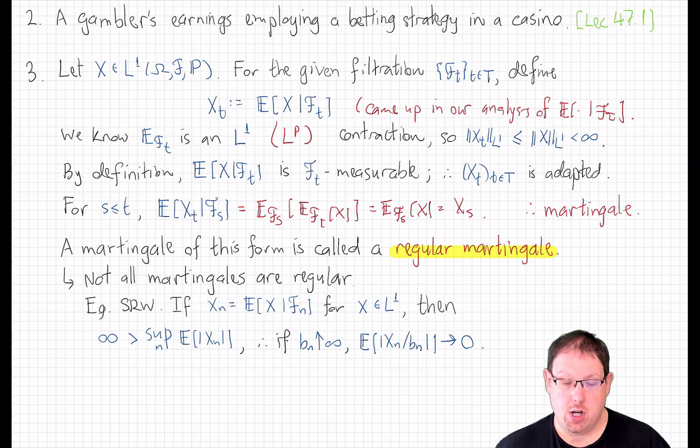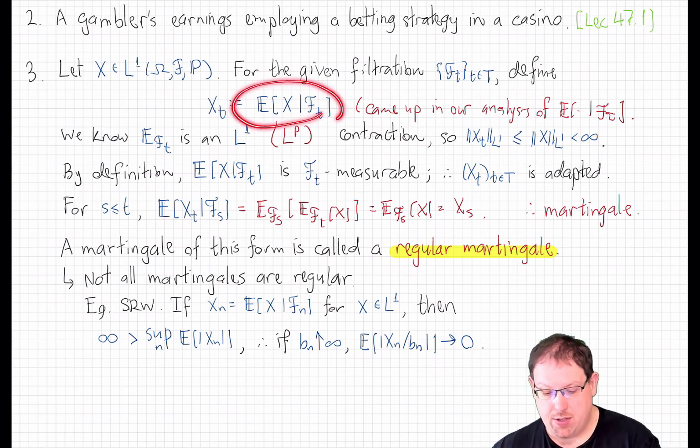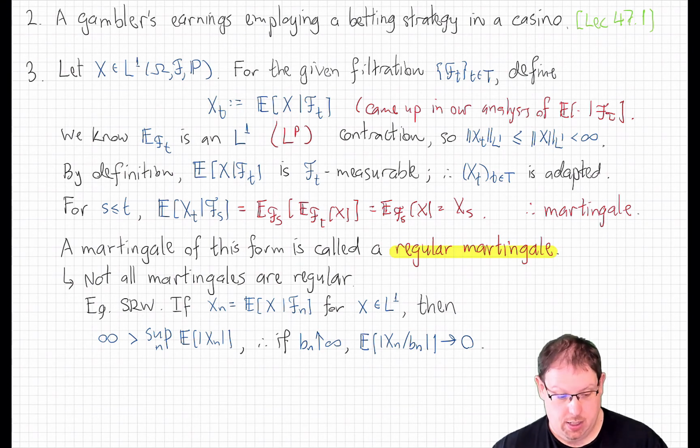Now, to be clear, not every martingale is regular. They don't always have this form for some random variable X that you're conditioning on. And a good example is the simple random walk. Simple random walk cannot be achieved this way, and it's not so hard to see why. If we could find a random variable X such that the simple random walk X_n was X conditioned on F_n, well, that random variable would have to be L1 from the definition of regular martingale. And what that means by the L1 contractivity of conditional expectation is that all of these would have L1 norm less than or equal to the L1 norm of X, which means that the supremum of all of the L1 norms at all times is finite.